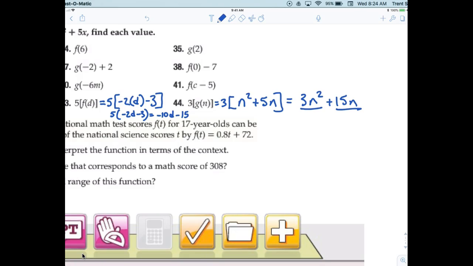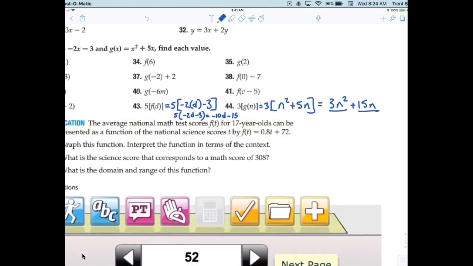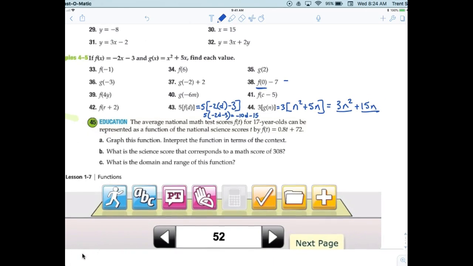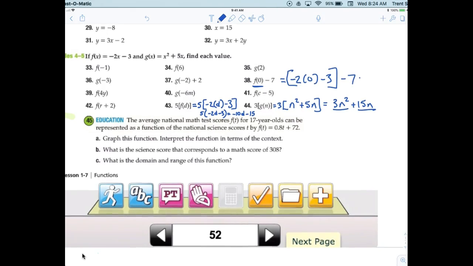Number 38. Good for you, buddy. Now, very important problem also, following directions. The directions on this are find f of 0 and then what? Subtract 7. You hear me on this? So what is f of 0? That is equal to negative 2 times 0 minus 3. We're going to do that first. And then we're going to do what? Subtract 7. You with me on this? So after all that, it's just what? Negative 10.